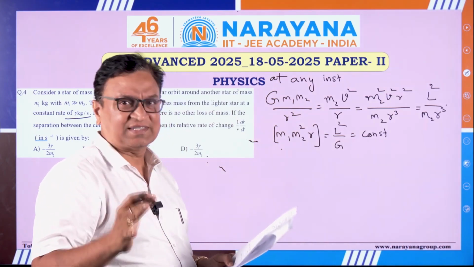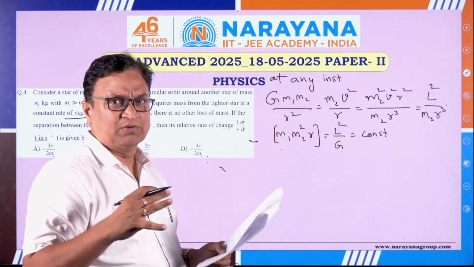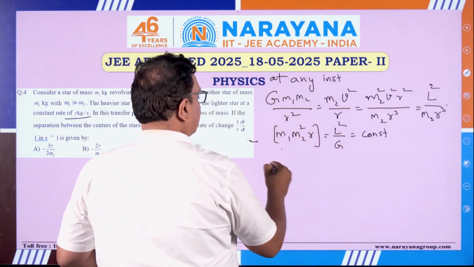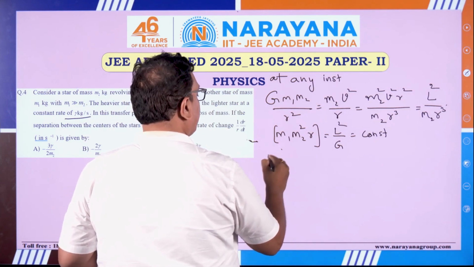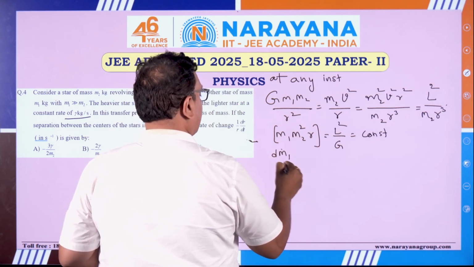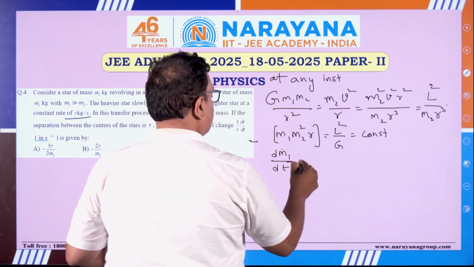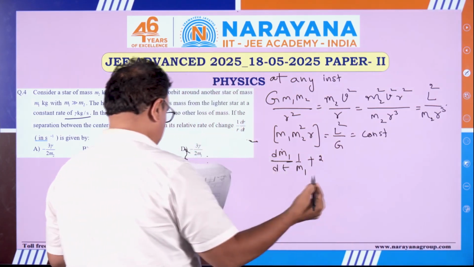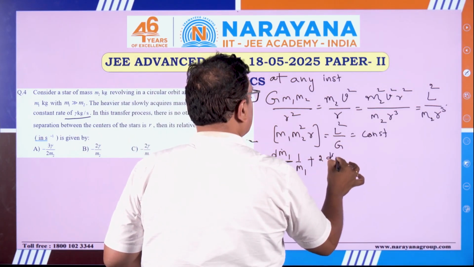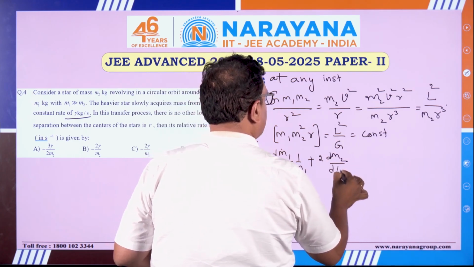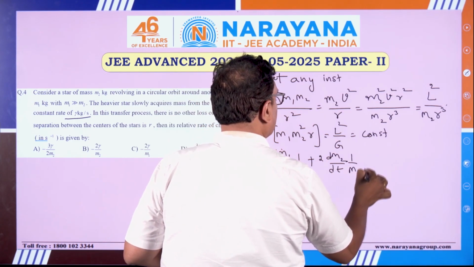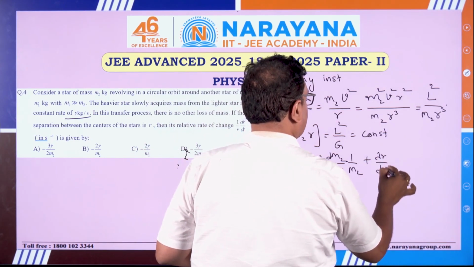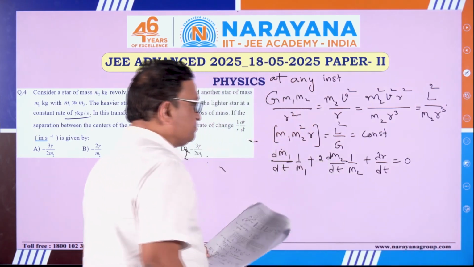And it's a slow process. As per my understanding, it's losing mass at a slower rate. Then what happens is, just differentiate this. So you will get dm1 by dt times 1 by m1, plus 2 times dm2 by dt times 1 by m2, plus dr by dt is equal to 0.